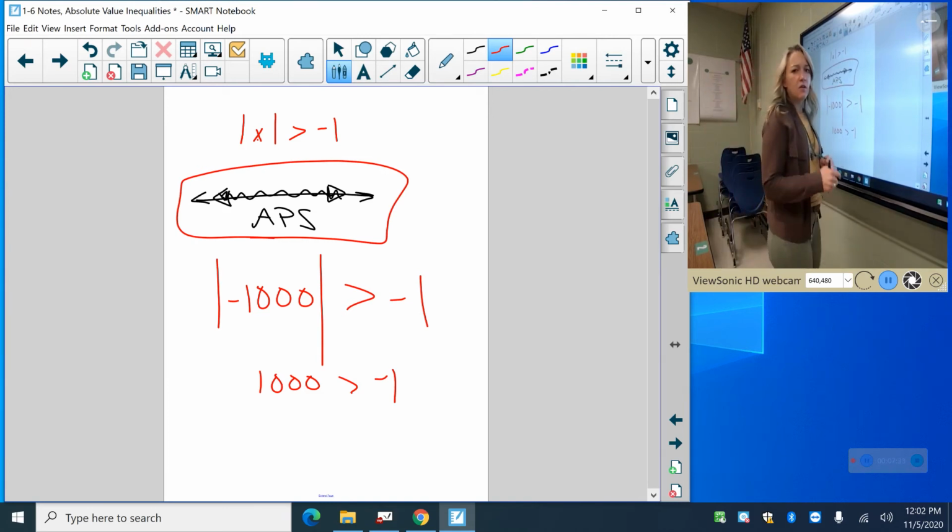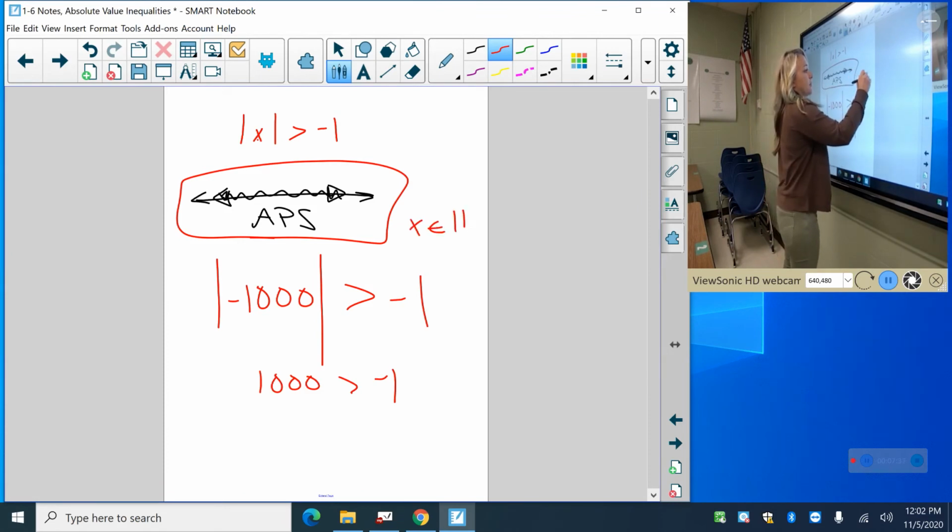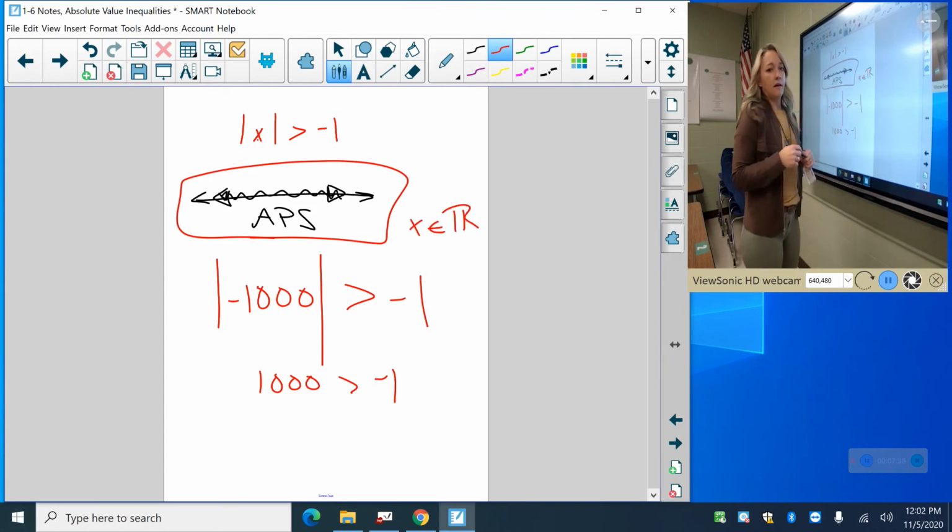Sometimes Math Excel will have different ways to say that. They'll say x is in the set of all real numbers. They will say all possible solutions, all kinds of things. So just know that if it's greater, a positive number is always greater than a negative number.